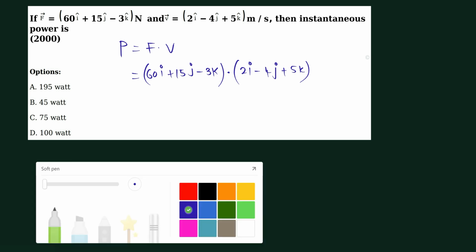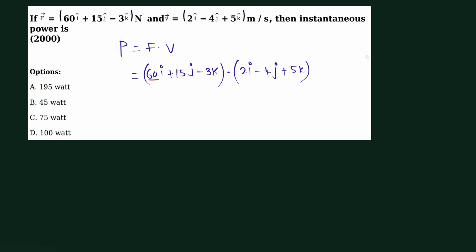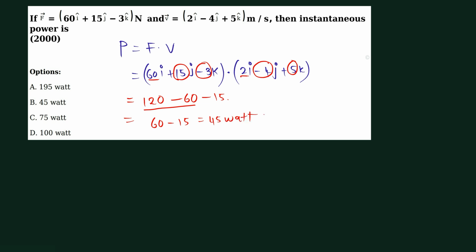Now we have to multiply 60 with 2. 60 into 2 is 120. I with I you multiply. The J term: 15 and minus 4. 15 into minus 4 is minus 60. The K term: minus 3 and 5. Minus 3 into 5 is minus 15. 120 minus 60 is 60. 60 minus 15 is 45. So the answer is 45 watt. So answer is B.